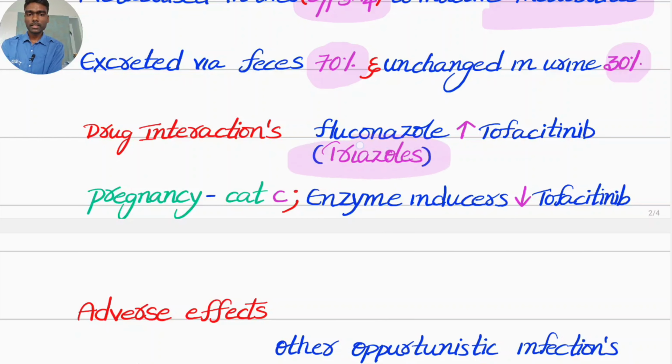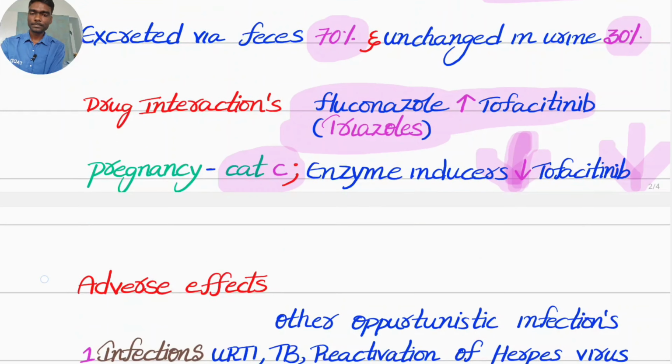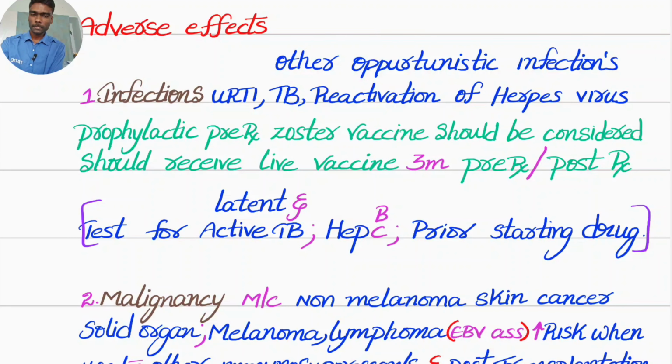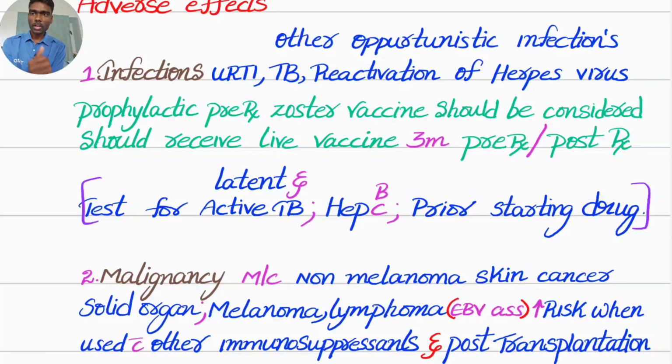Mainly it interacts with triazoles like fluconazole, which will increase Tofacitinib levels, and enzyme inducers will reduce Tofacitinib. If an enzyme inducer induces this CYP3A4 enzyme, Tofacitinib will automatically get converted to inactive metabolites, so its level will reduce and therapeutic effect will also reduce. It is a category C drug, so contraindicated in pregnancy.